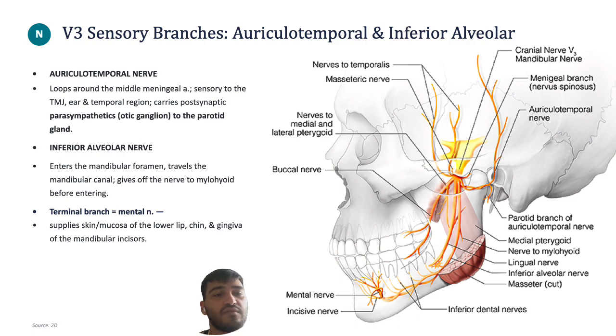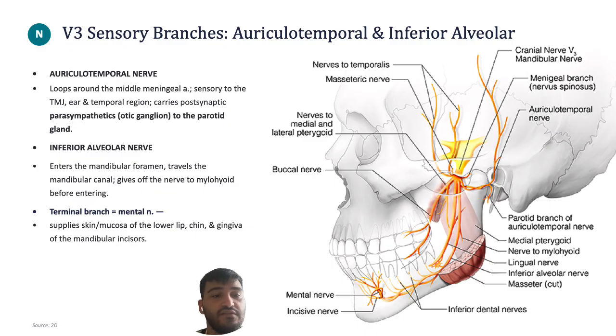Basically, what we have to focus on here is the parasympathetics to the parotid, mainly with the otic ganglion, but we have to know that V3 does not have any parasympathetics, so the otic ganglion is actually not a part of V3, but it's a part of another nerve.